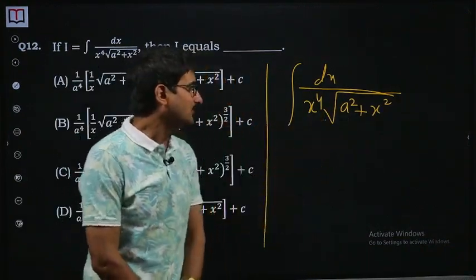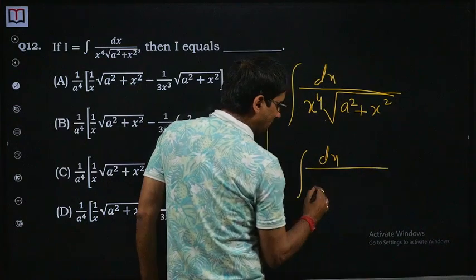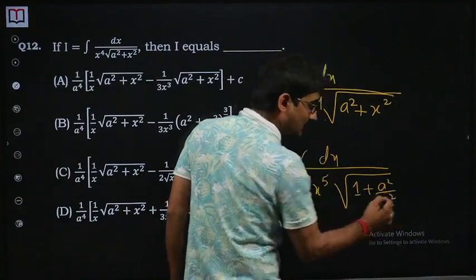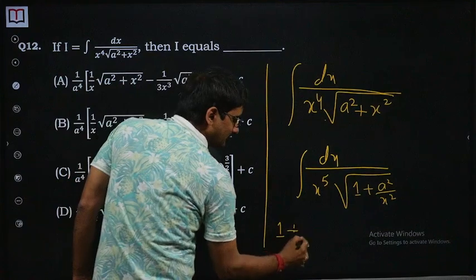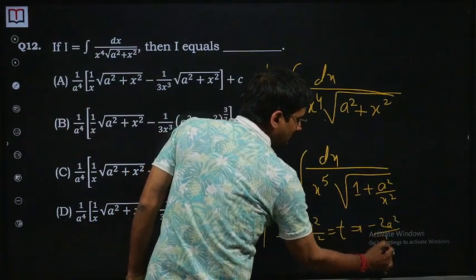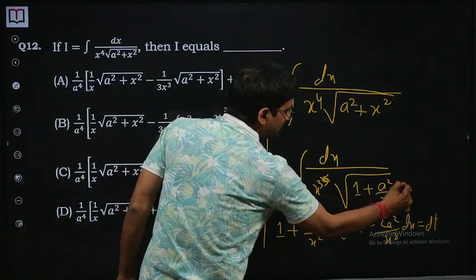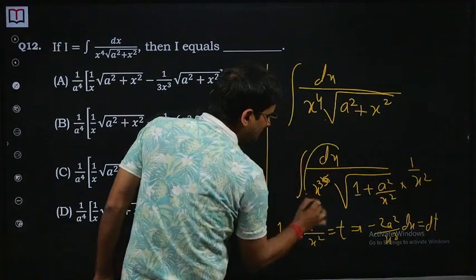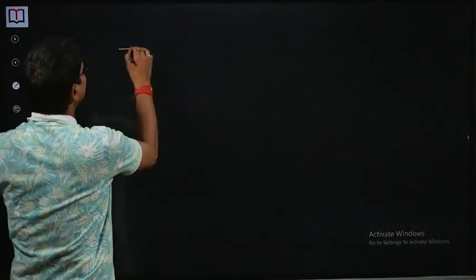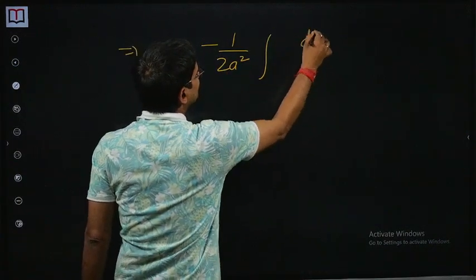Okay, so now that's it. So what shall we do? Take x square common upon x raised to power 5. This is 1 plus a square upon x square. Now if I replace 1 plus a square by x square by t, then it's minus 2a square x cube dx by dt. I will write it as x cube into 1 by x square. dx by x cube you have here. What is it? So it's minus dt, so dx is equal to minus 1 by 2a square dt.